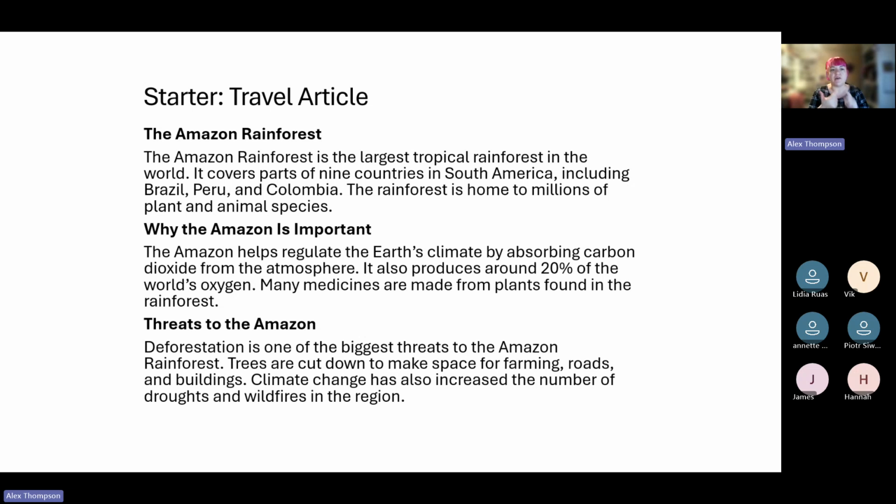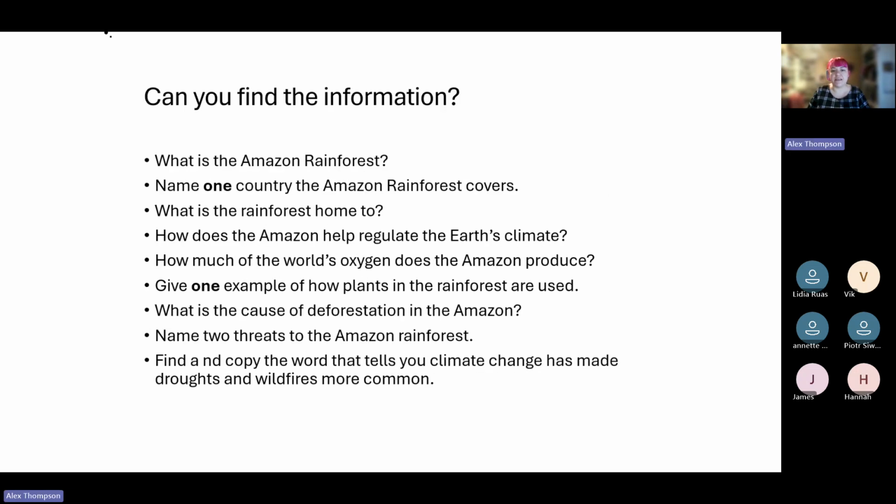Brazil would get you 1 mark, Peru would get you 1 mark, Colombia would get you 1 mark. Or if you wrote all three of them, you would still only get 1 mark because it's only asked for one answer. So you don't need to write it in long sentences or anything like that. It's literally just quick little where, here. That's it. What is the rainforest home to?